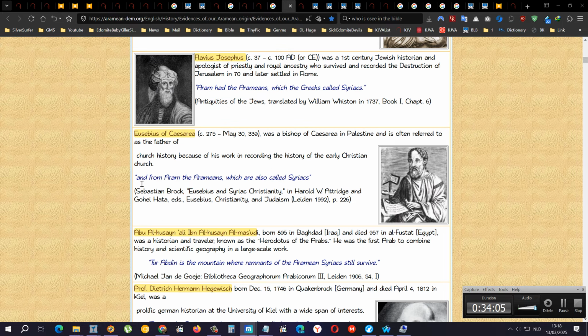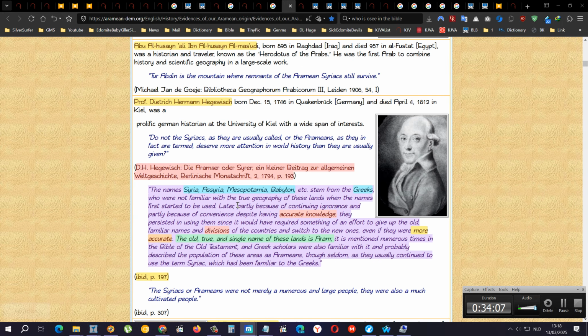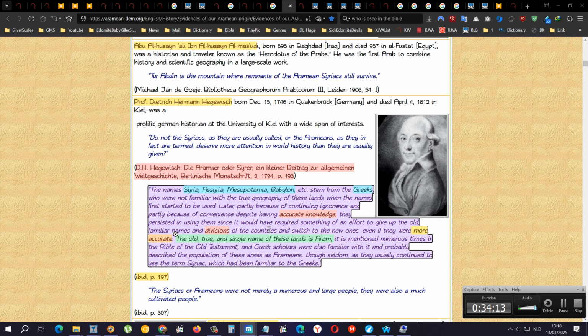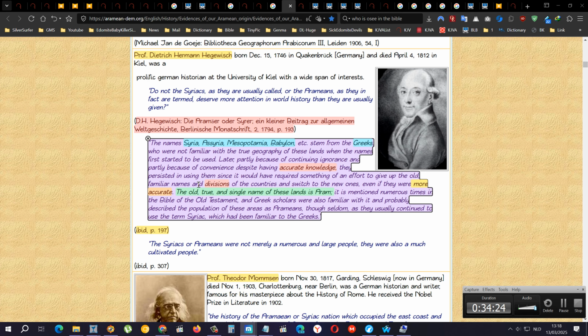I often repeat this, but I'm going to do it again. The names Syria, Assyria, Mesopotamia, Babylon, etc. stem from the Greeks. They are the ones that named it. Just like how Elias is actually called Elijah, but in their language it's Elisha or Elias, something like that. But anyway, you can read the rest for yourself if you have the time.